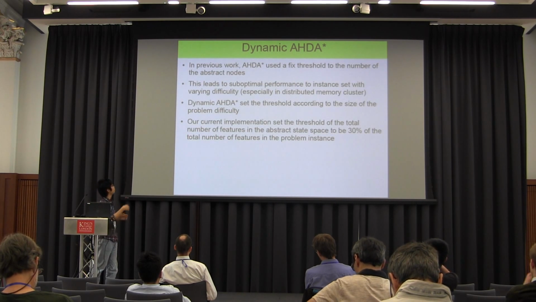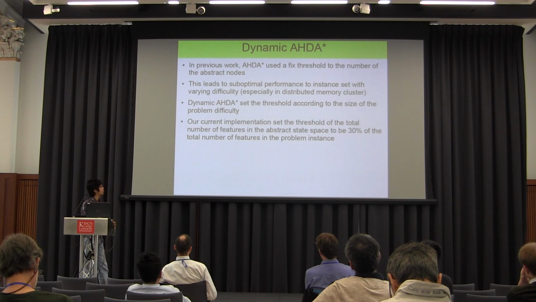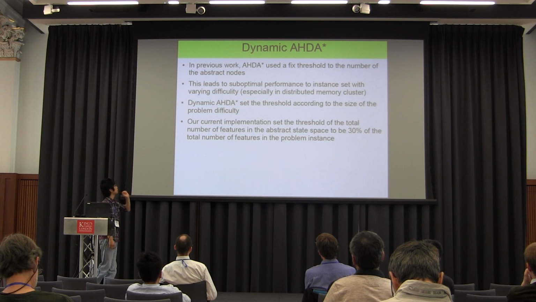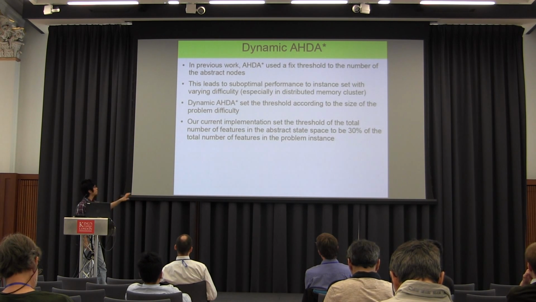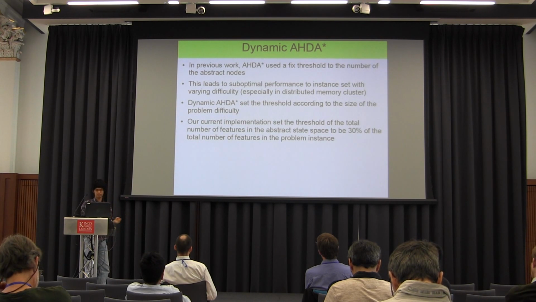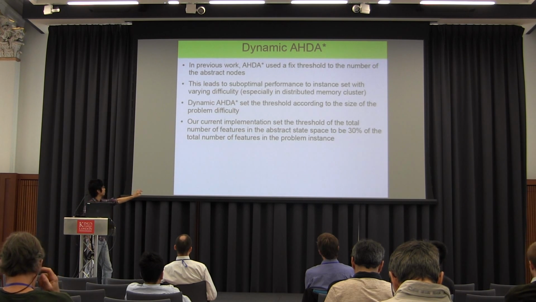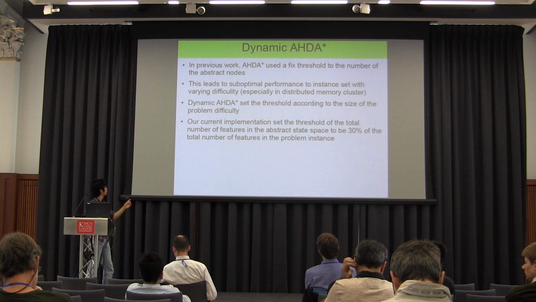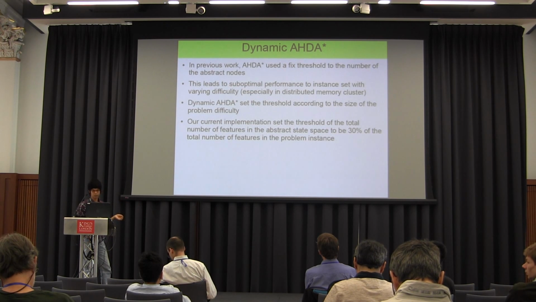So we also improved state abstraction, which we call dynamic AHDA star. In previous work, state abstraction for AHDA star used a fixed threshold on the number of abstract nodes. Actually, this led to suboptimal performance on instances with very high difficulty. So our method, dynamic AHDA, sets the threshold according to the problem difficulty. Our current implementation sets the threshold of the total number of features in the abstract state space to be 30% of the total number of features in the problem instance.